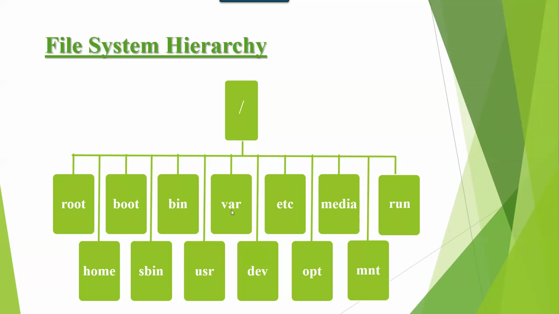Var contains variable files, and system log files are stored under var. Dev contains devices information, meaning partition information is stored under dev. Etc contains configuration files, and system configuration files are stored under etc. Opt contains optional applications, the applications which we install manually. Those applications are stored under opt.